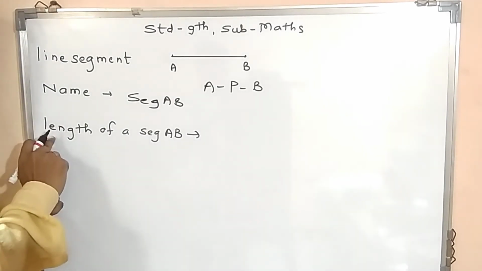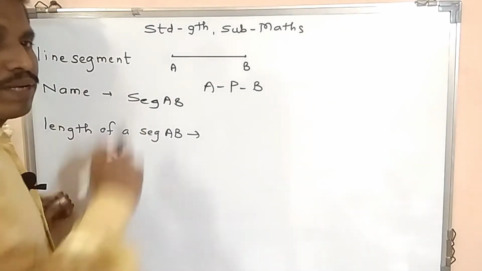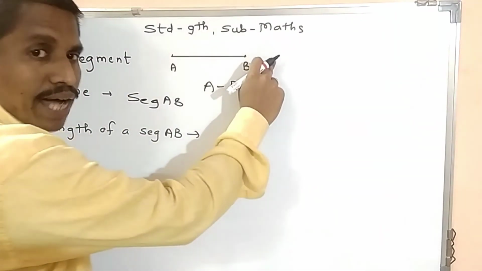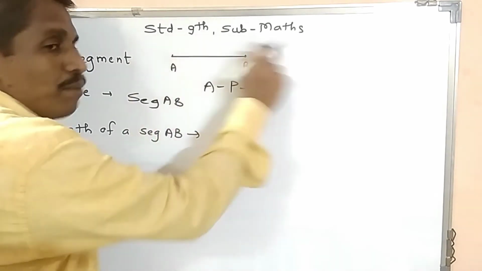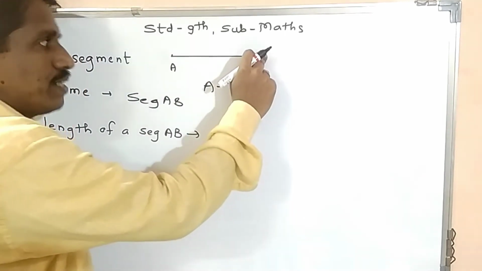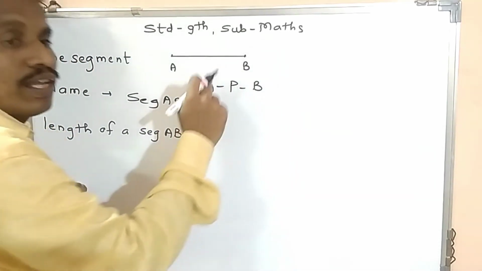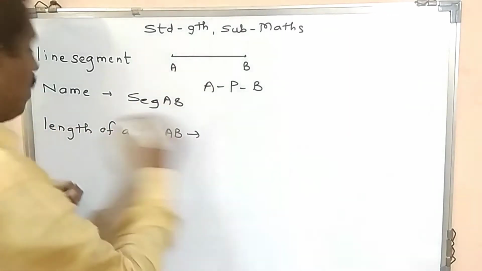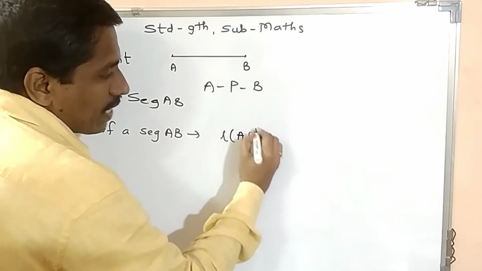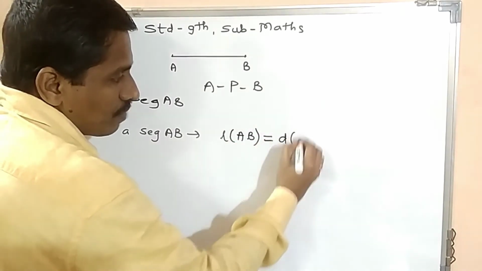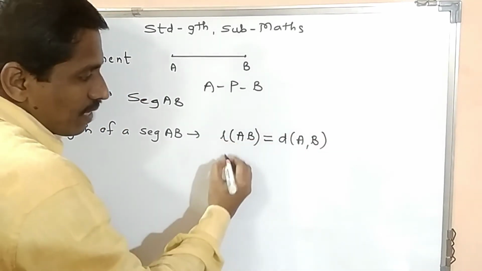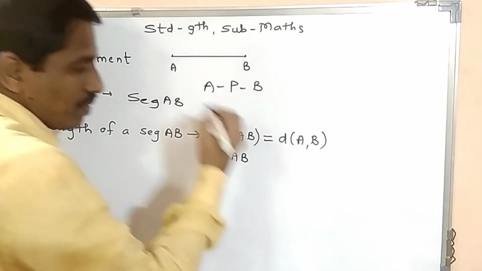Now we will define what is the length of segment AB. This is segment AB. Point A, point B are called end points of a line segment, and the distance between the end points of a line segment is called length of line segment. The length of line segment AB is denoted by length of AB, that is nothing but distance of AB. We can write this length AB just as AB.